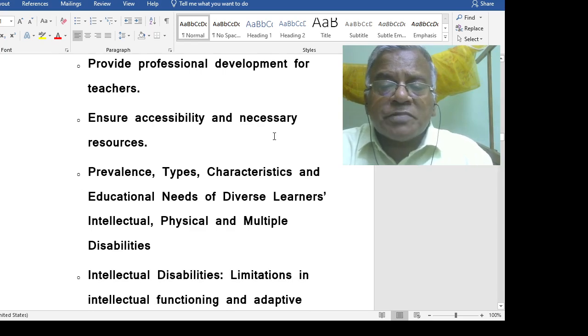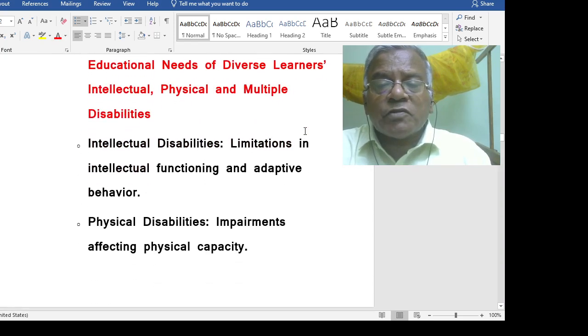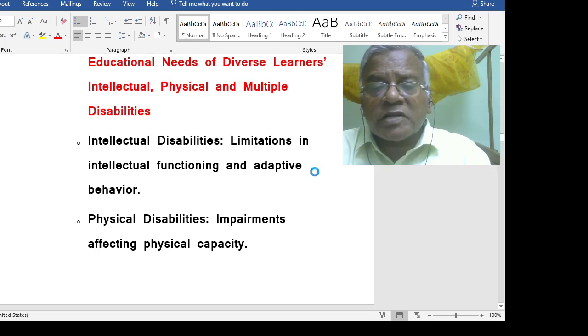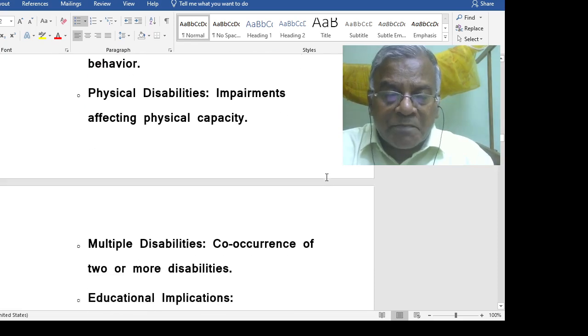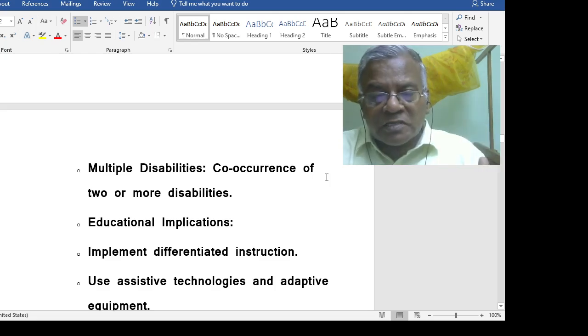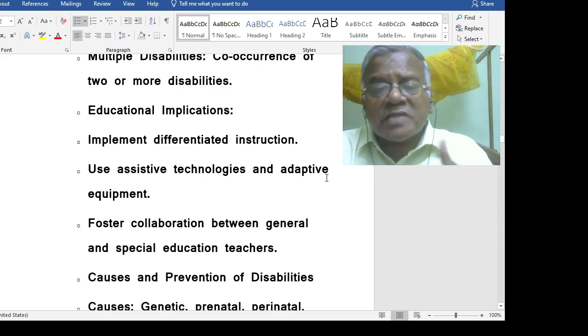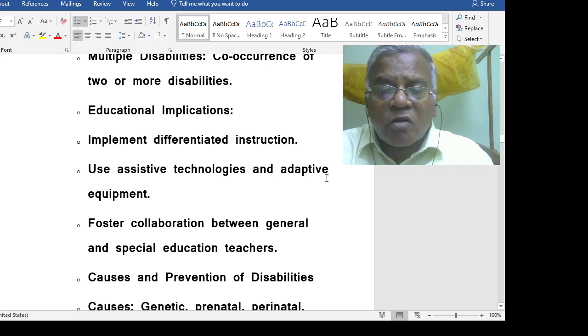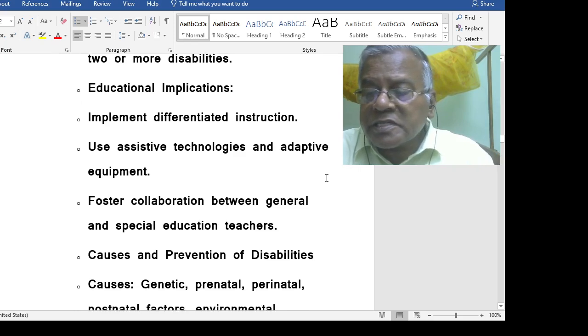Now, prevalence, types, characteristics and educational needs of diverse learners, intellectual, physical and multiple disabilities. This is another topic. Intellectual disabilities, limitations in intellectual functioning and adaptive behavior. Physical disabilities, impairments affecting physical capacity. Multiple disabilities, co-occurrence of two or more disabilities. What are the educational implications of this? Implement differentiated instruction, use assistive technologies and adaptive equipment, foster collaboration between general and special education teachers.